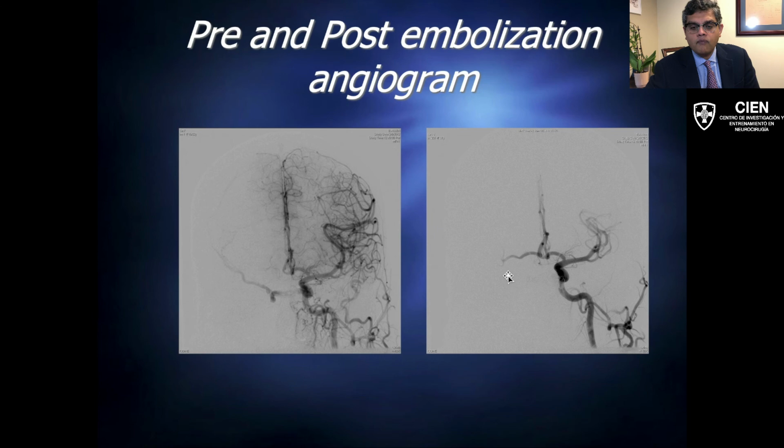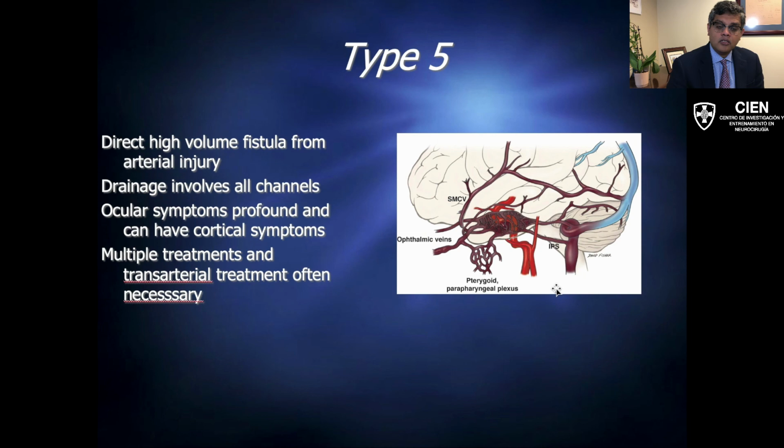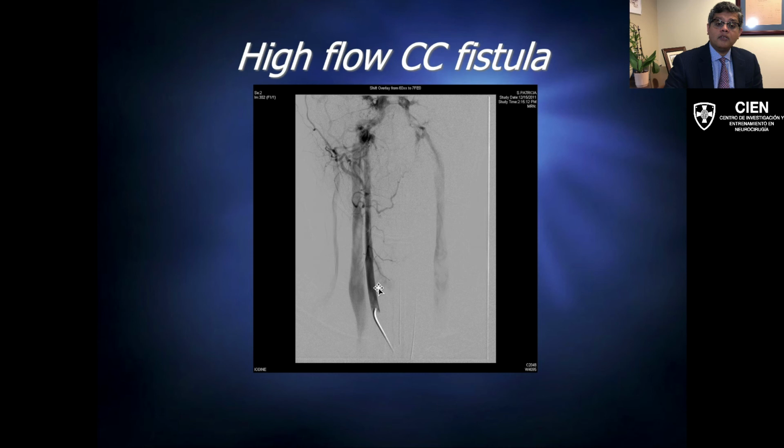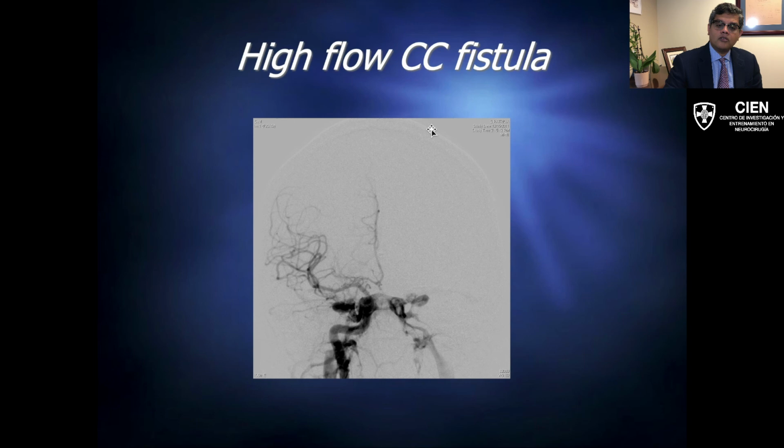And these are, as I mentioned, very problematic because of the multiple channels. This is a young woman who presented with trauma. You can see that both superior ophthalmic veins are massively dilated. When you do an angiogram, this is what you see: the entire jugular vein and the cavernous sinus filling up just on the common carotid injection. You can see both sides. So it's a high flow fistula. Again, you see the superior ophthalmic vein massively dilated on both sides.